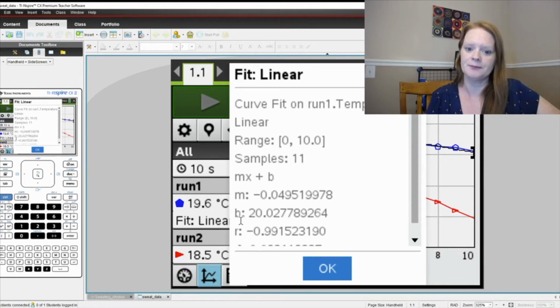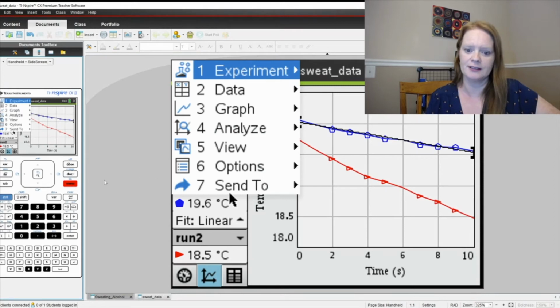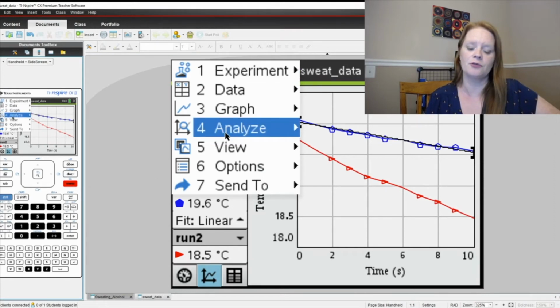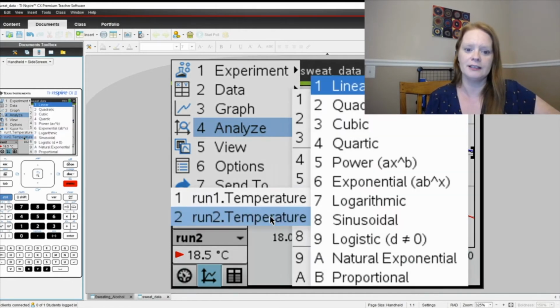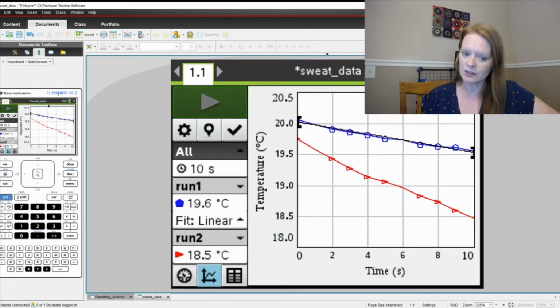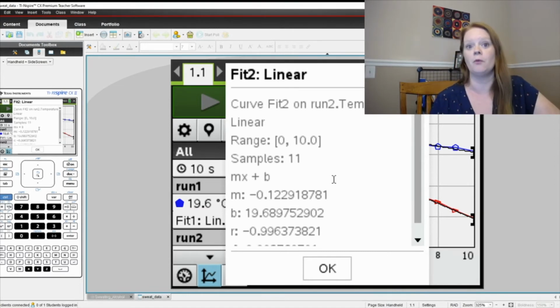So I'm going to hit OK, and then I want to analyze our second line, our second piece of data, which is the isopropyl alcohol. So we're going to hit menu, go to analyze, curve fit, and then we're going to go temperature, run 2 for temperature, again linear, to get that information. And for our linear, we have now our mx plus b, our rate of change. The m, or our rate of change or slope, is going to be negative 0.12. So there's a big difference between our water and our alcohol.